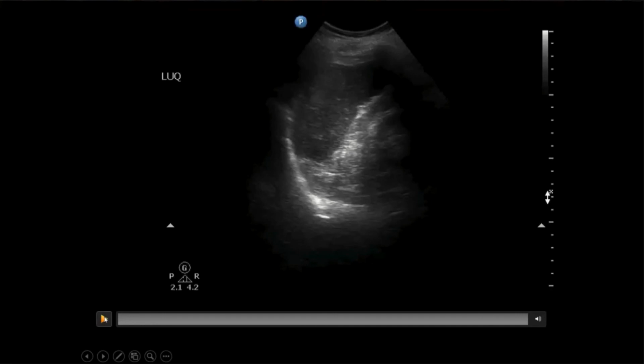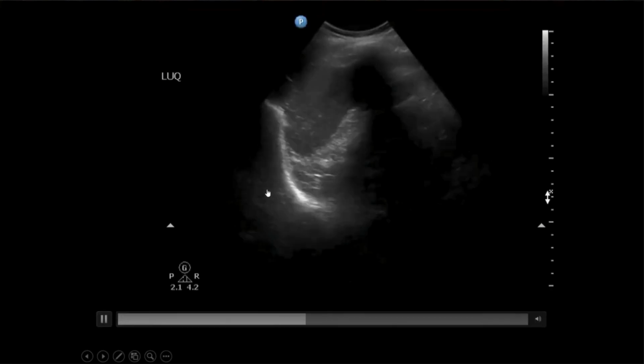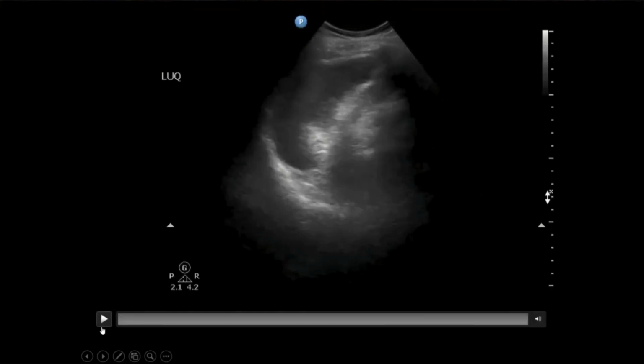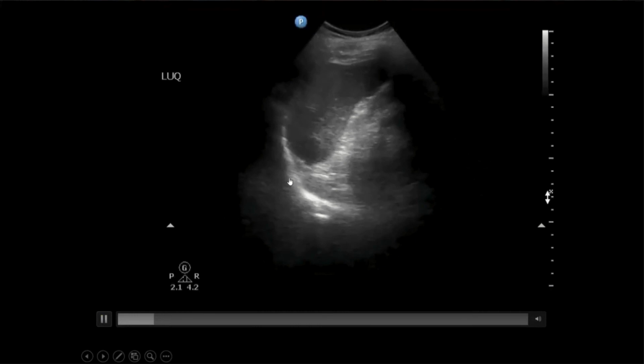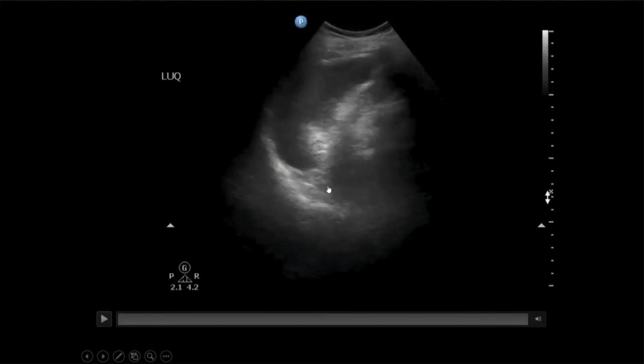Scanning through, we have our spleen. This is another example. You'll notice right there, there's a solid lesion. And unfortunately, I don't know what that is because this guy got transferred out and we didn't actually find out what that solid lesion was. I don't know if it was something benign or something bad.